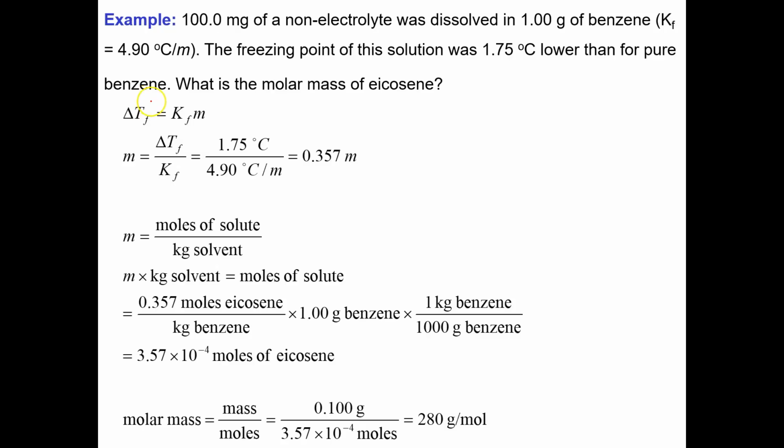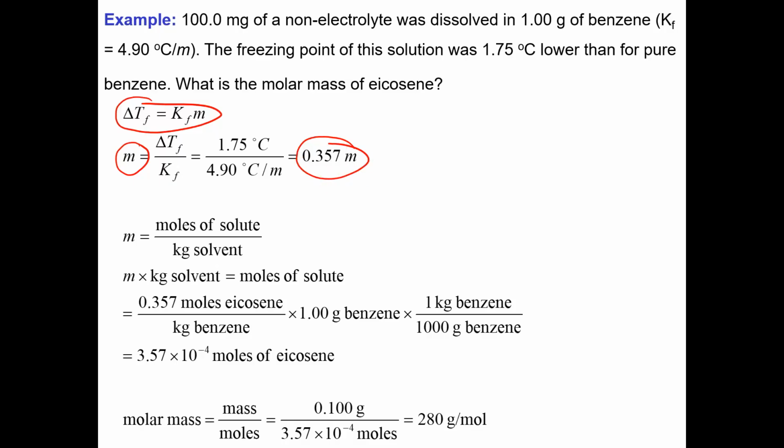So here's our little formula. The change in freezing point is equal to Kf multiplied by the molality. Now we have the change in freezing point and we have Kf, so let's go ahead and calculate the molality. So change in freezing point over Kf gives us the molality.